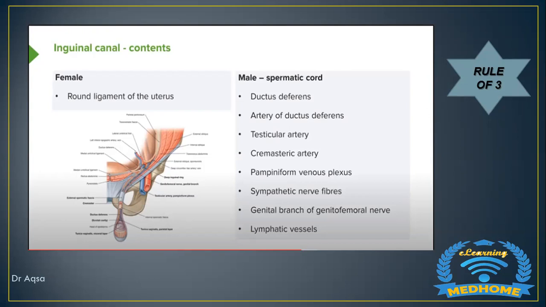We have the number 1 is the vas deferens or the ductus deferens, and secondly we have pampiniform venous plexus, and the third we have the lymphatic vessels. So rule of 3. 3 arteries, 3 nerves, and 3 other structures. In the female, the added thing is going to be the round ligament of uterus. In the male, it is going to be spermatic cord.